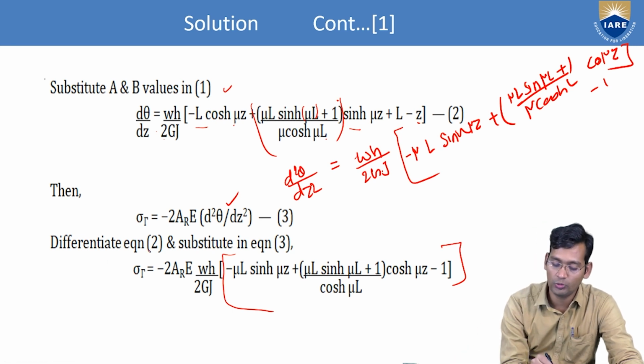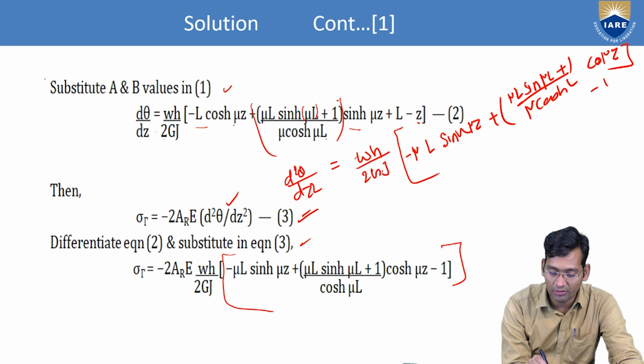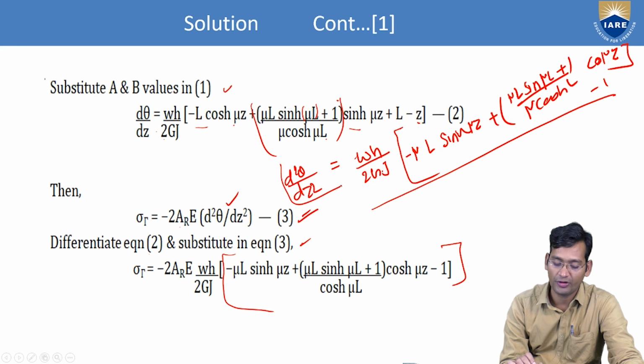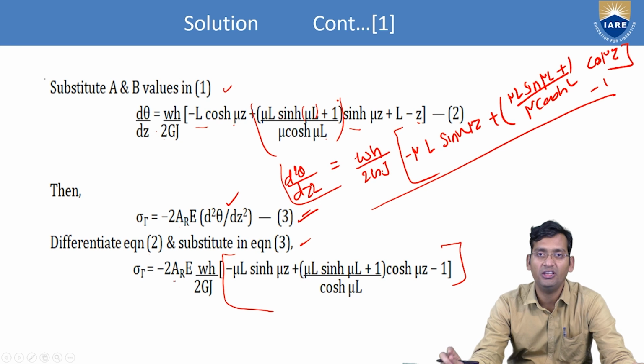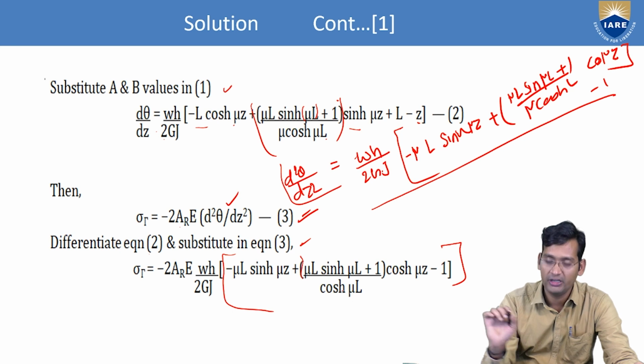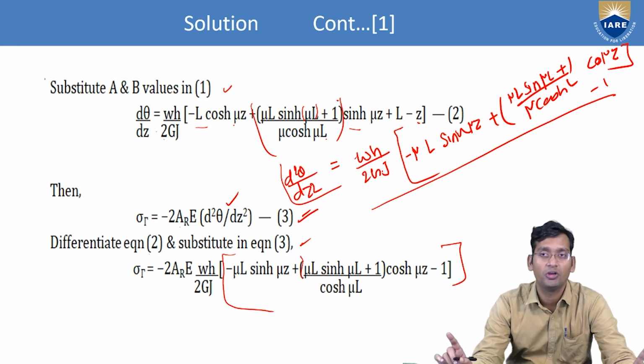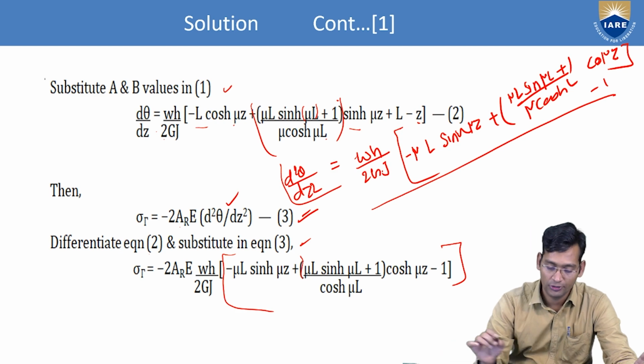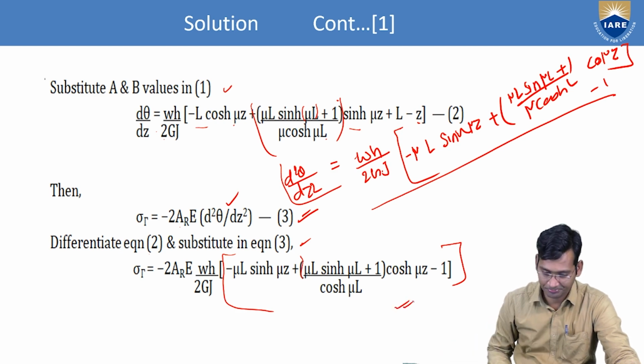So just see here, this we got after differentiating equation 2 and substituting in equation 3. After differentiating, just substitute here, right? So after that, what will we get? Minus 2ARE and this value, the differentiation, d²θ/dz². So finally, sigma t equals minus 2ARE into WH by 2GJ into minus μL sinh μz plus μL sinh μL plus 1, this whole thing divided by cosh μL into cosh μz minus 1. So this is the value of sigma t.